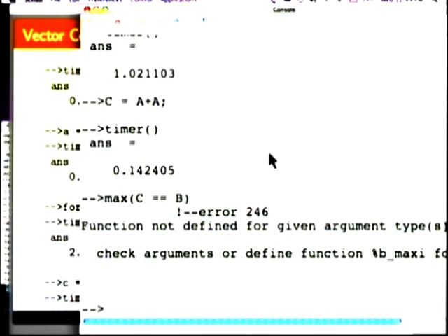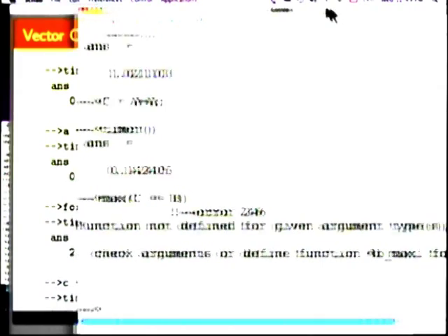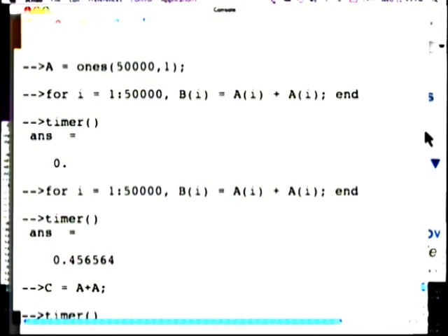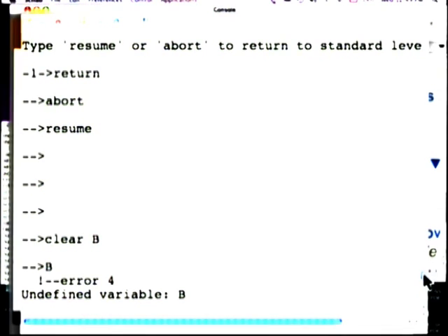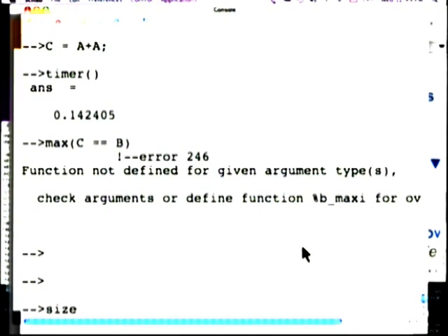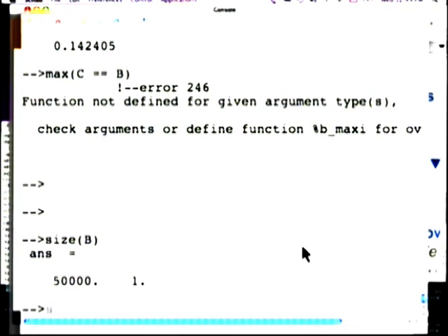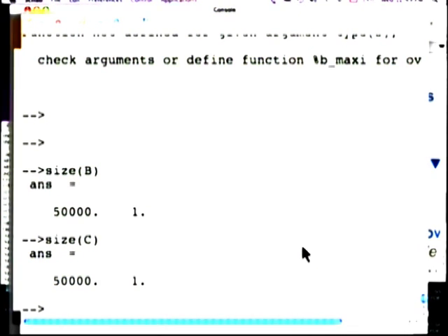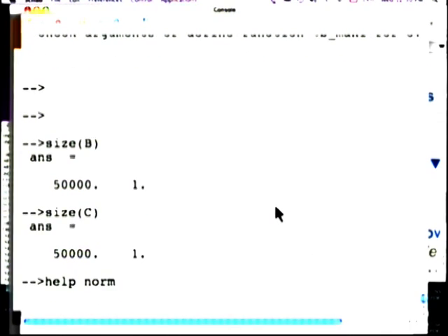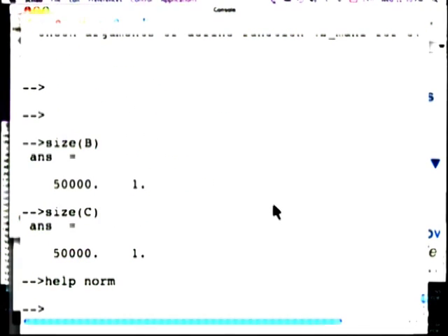Function not defined. Okay, let me see. Size of B is 50,000 by 1. Size of A, C is 50,000 by 1. So, help. Let me just do norm. Okay, there is a norm. Let's see whether this works. Norm of B equal C.